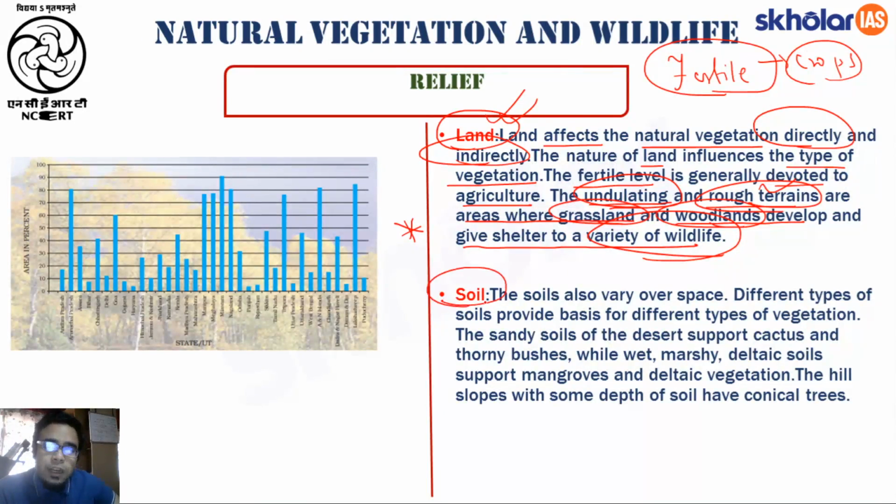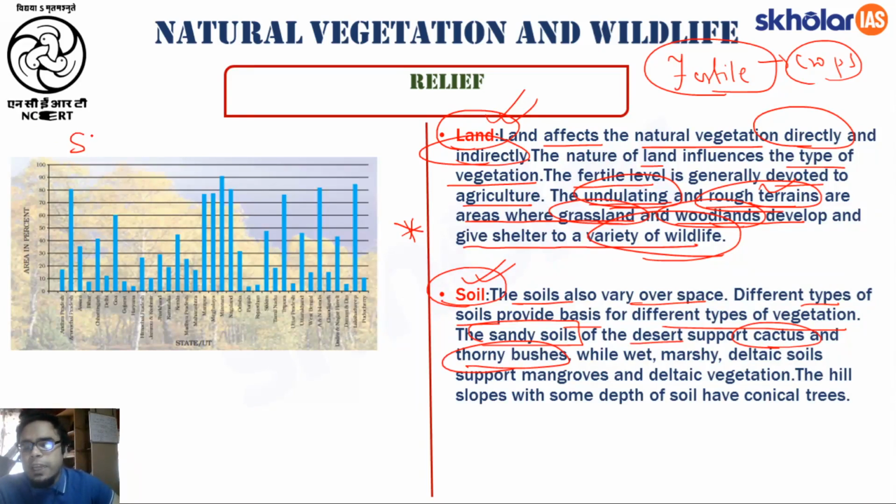Then the next factor upon which our natural vegetation depends is the soil of that particular location, right? So soil also varies over space, because we can have alluvial soil, black soil, red soil, and swampy areas where the soil is different. So different types of soils will provide the basis for different types of vegetation. And the sandy soils, for example of the desert regions, support cactus and thorny bushes.